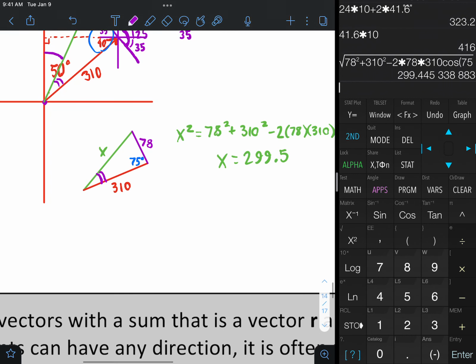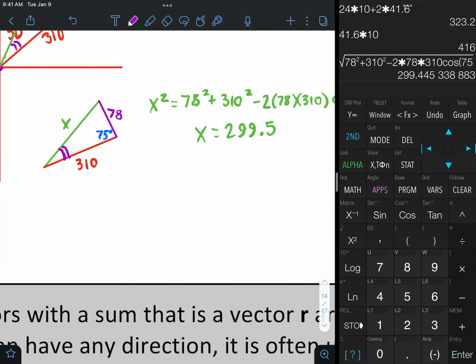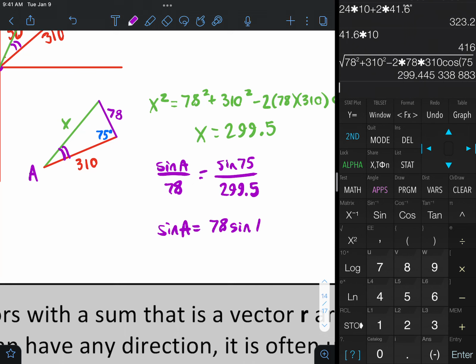So for that angle there, we'll go and use a law of sines. That'll be sine of, let's just call it angle A, whatever angle you want. Sine of A over 78. And then we have the 75 and the side across from it that we just solved for, the 299.5. When you cross multiply and divide, you'll get 78 sine of 75, and then divided by the 299.5.